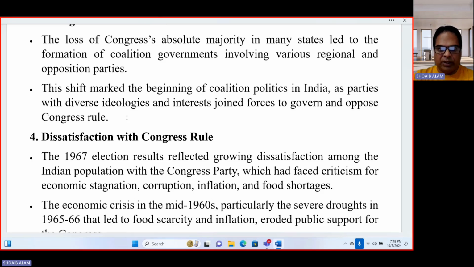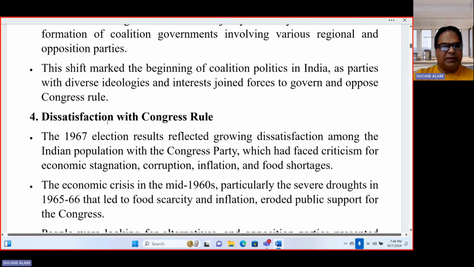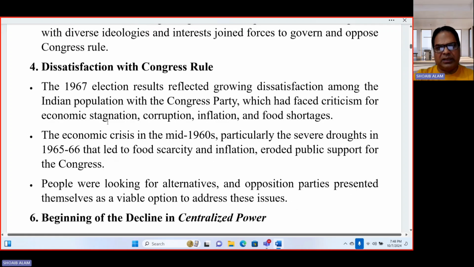That means we call it coalition government when a number of parties come together and form the government. Coalition politics became more and more dominant in India from 1967 onward. Another important point is that from 1967 onward, we saw dissatisfaction with the Congress rule. Many of the people were very much dissatisfied. They were not happy.